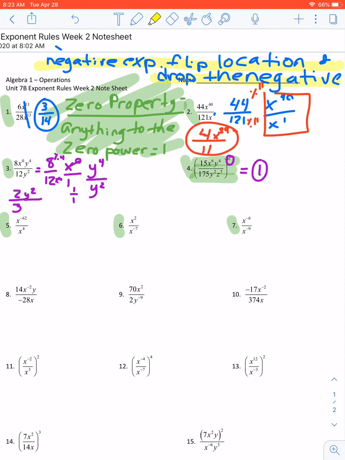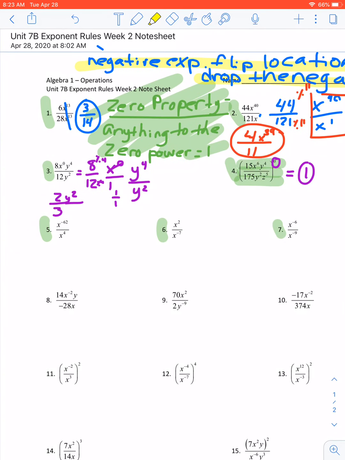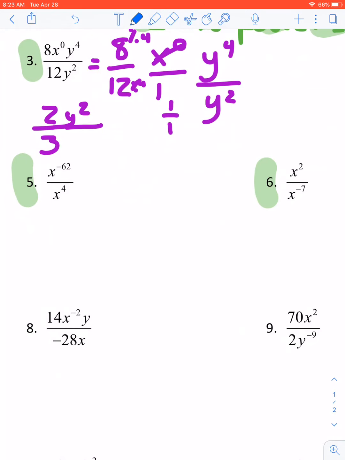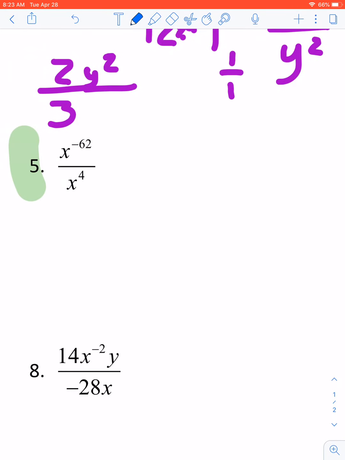So what does that look like? Well, let's look at number 5 here. We have x to the negative 62 over x to the 4. The only issue there is x to the negative 62. The 4 is perfectly fine. So what I want to do there is flip location. I need to move this down to the bottom, so I get x to the 62. And once I move it down to the bottom, the negative sign drops.